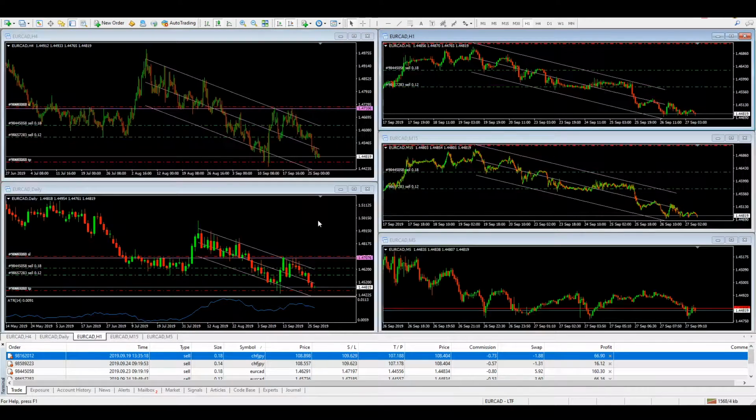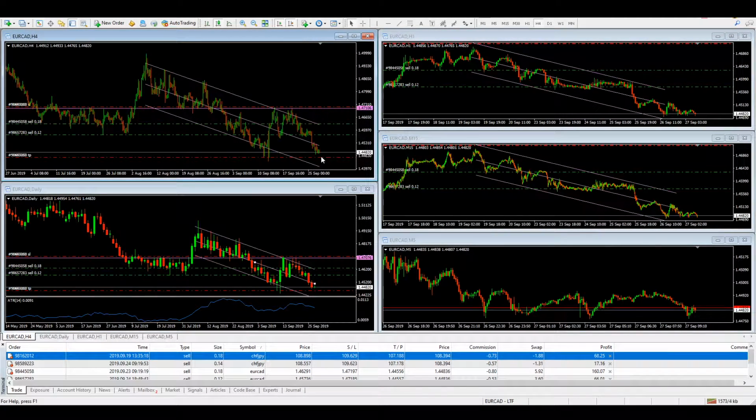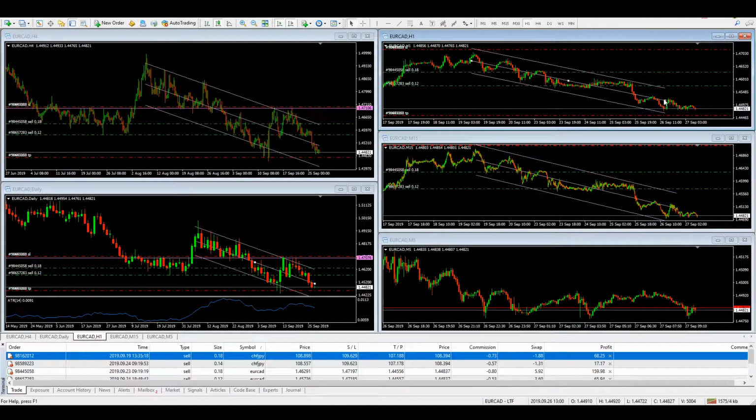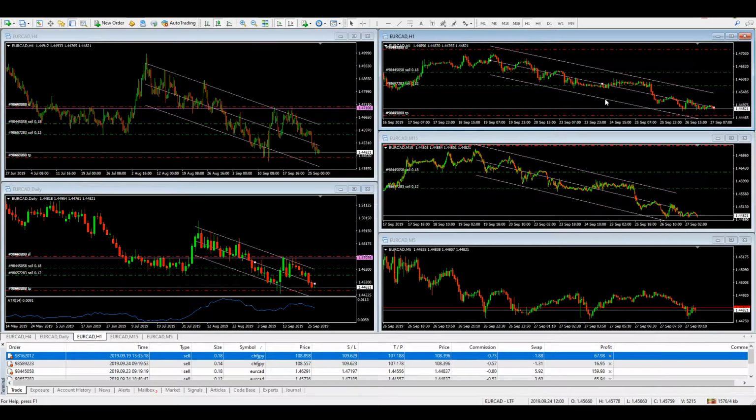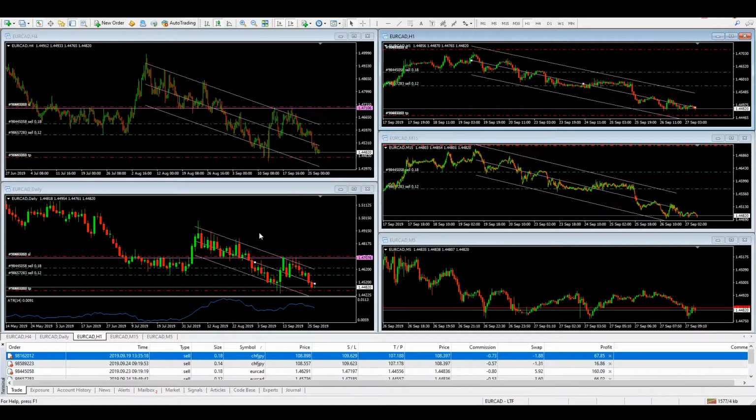This is the other one that I'm in, the EURCAD. Again, nice signs of bearishness on this. I would anticipate this hits take profit today. If it does, you know, nothing's a given, but the price action is forming nicely to suggest that. So we can see the daily.